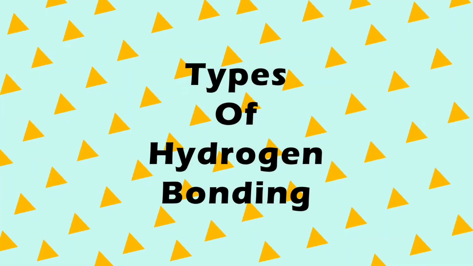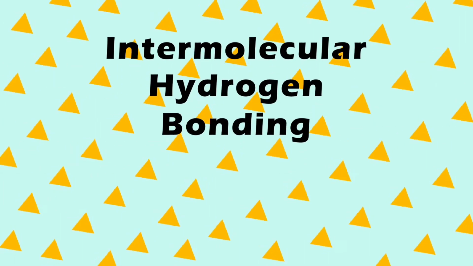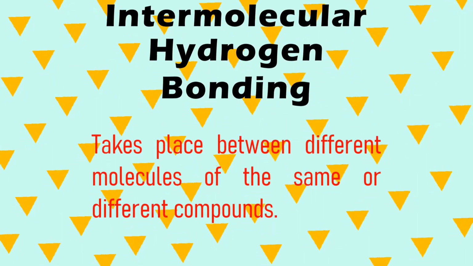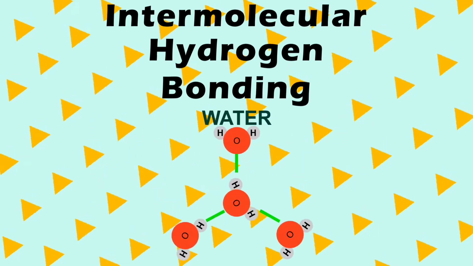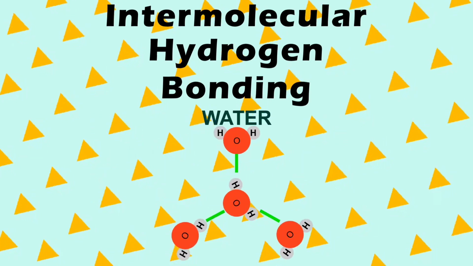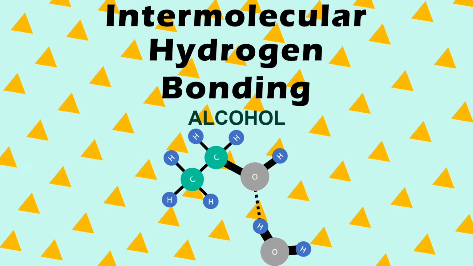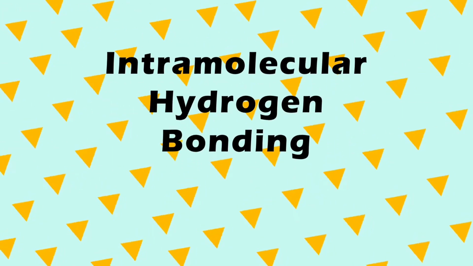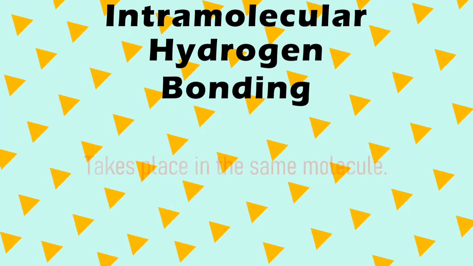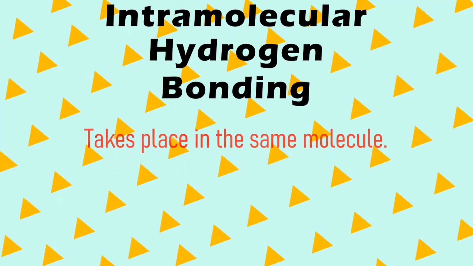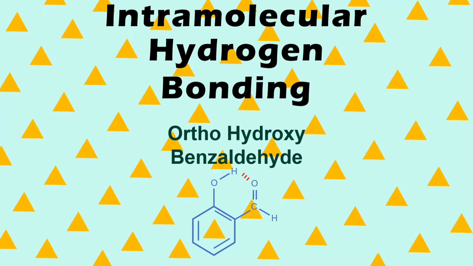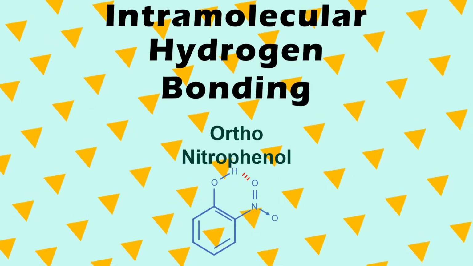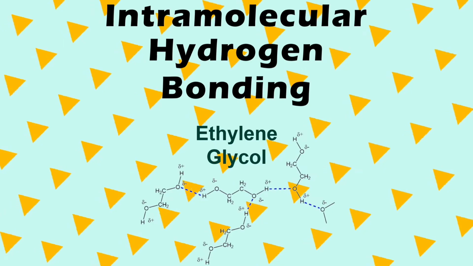Two types of hydrogen bonding. Let's see intermolecular hydrogen bonding first. It takes place between different molecules of the same or different compounds. Examples of intermolecular hydrogen bonding are water, alcohol, and ammonia. Now let's see intramolecular hydrogen bonding. It takes place in the same molecule. Ortho-hydroxybenzaldehyde, ortho-nitrophenol, and ethylene glycol have intramolecular hydrogen bonding.